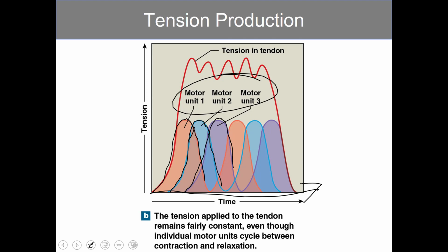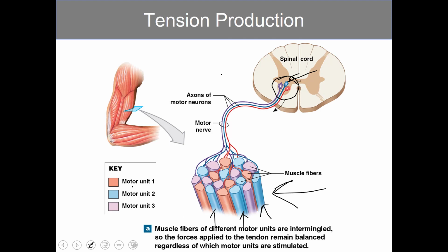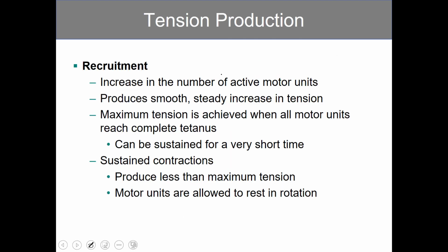But motor units are the way to go because they really allow for sustained muscle contraction over time through this relay system that allows individual motor units to rest. So we do this through recruitment, and that's an increase in the number of active motor units being used. It's going to produce a smooth, steady increase in tension where the maximum tension is achieved when all the motor units reach complete tetanus. If complete tetanus is reached, it can only be sustained for a very short amount of time.